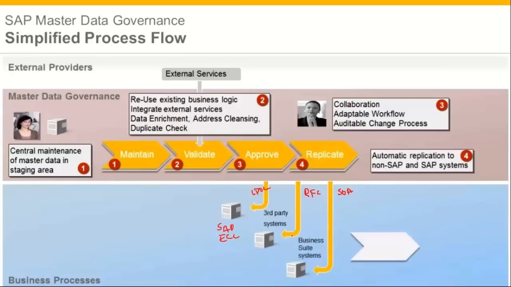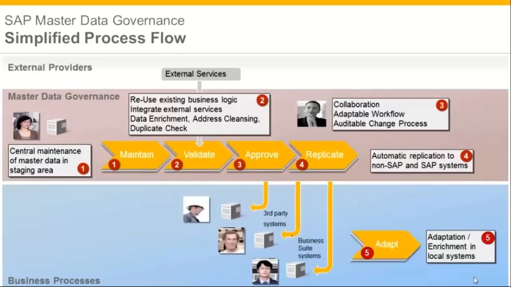Now once the data is sent to the connected systems, if there are any local rules or local fields to be updated specific to those business instance systems, then that would be derived based on the concept called local adaptation. Those derivations are specific inside that system and do not have any impact globally. This is the process flow of MDG. Any questions here?